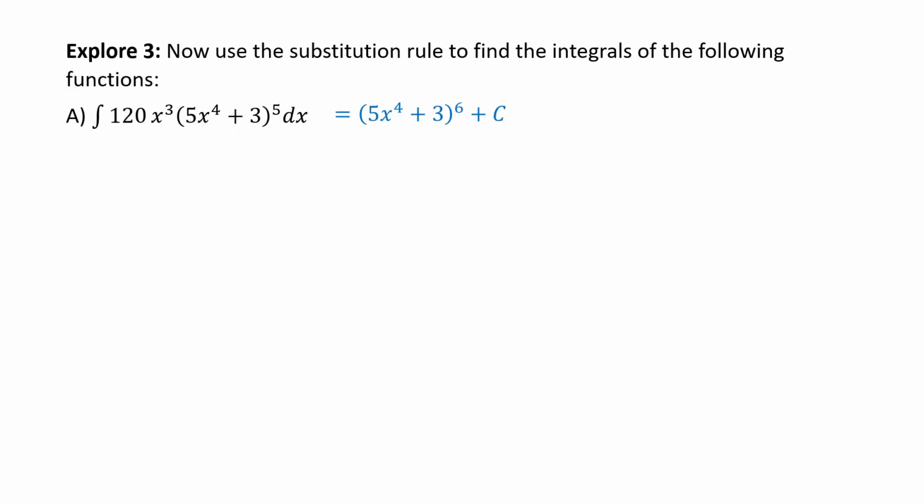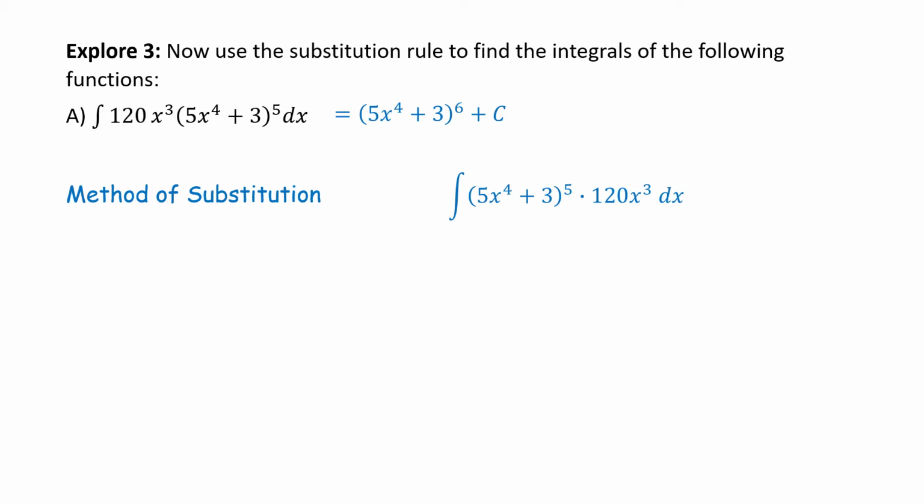Explore some more. Now use the substitution rule to find the integrals of the following functions. We're going to do this by method of substitution. First thing I would suggest is we reorder our integrand. Write it as the integral of (5x to the fourth plus 3) to the fifth times 120x cubed dx. Multiplication is commutative. We can change the order.